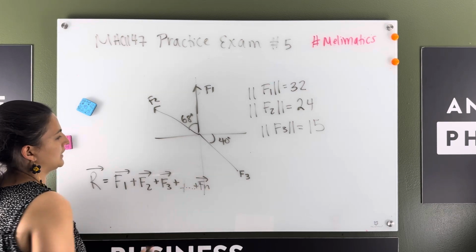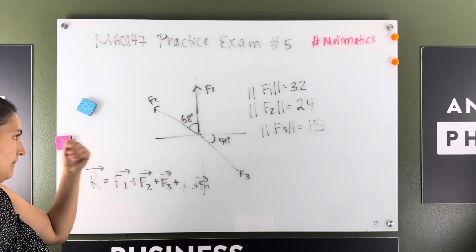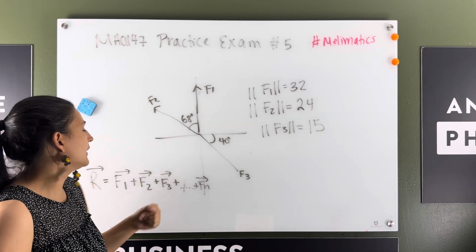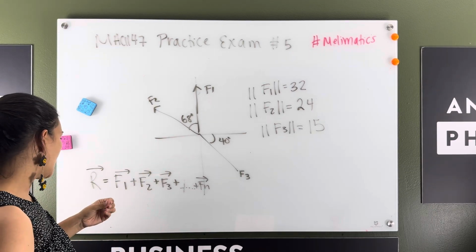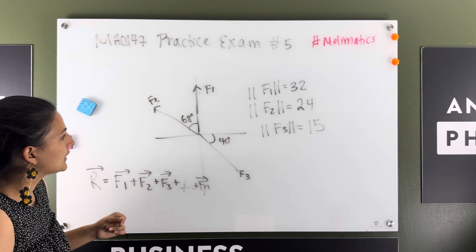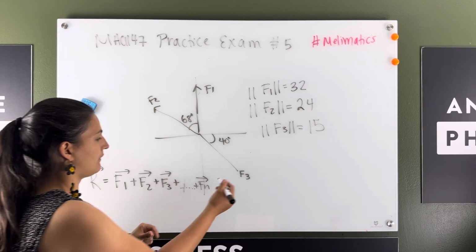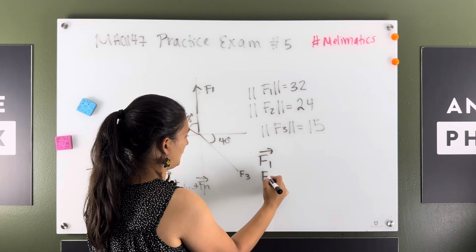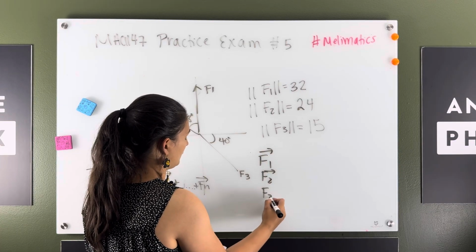As many forces as possible, that's going on as part of your problem, you're going to be adding them. Okay, so let's go ahead and see if we can do this. So we're going to have 3 force vectors: force 1 vector, force 2 vector, and force 3 vector.